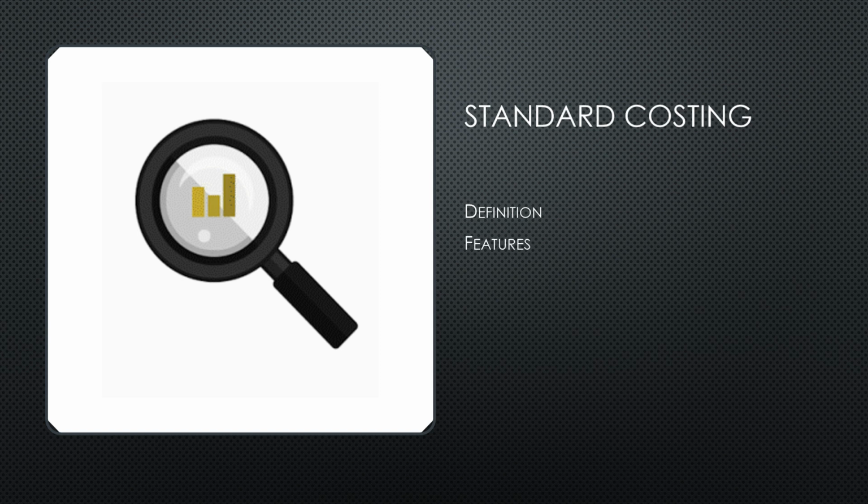The main features of standard costing are as under. It helps in measuring the actual costs of the product, comparison of actual costs with the predetermined standards made in order to determine variances, setting of standards for each element of cost, such as material, labor, and overheads.